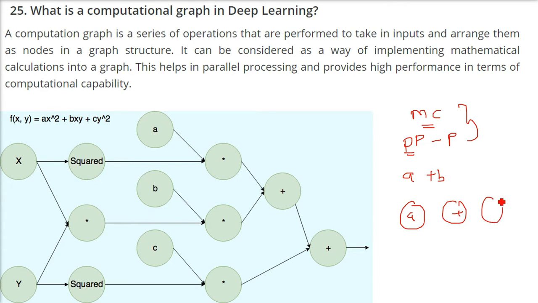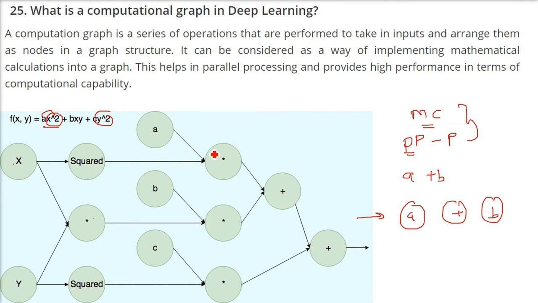So A plus B can be written like this, but just to make it somewhat complex, this is an expression, ax squared plus bxy plus cy squared. So this is x now squared, y now squared. Then x squared has to be multiplied by a, y squared has to be multiplied by c, and then b has to be multiplied by x and y, and then they have to be added.